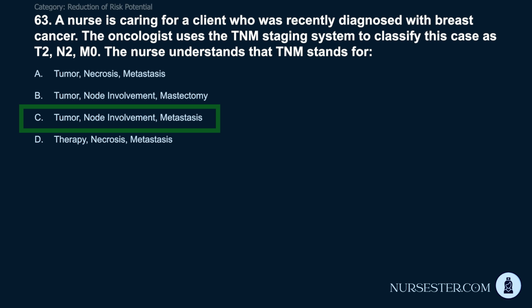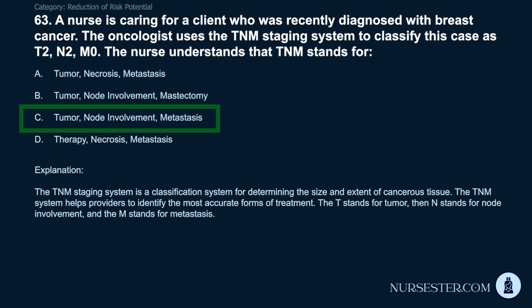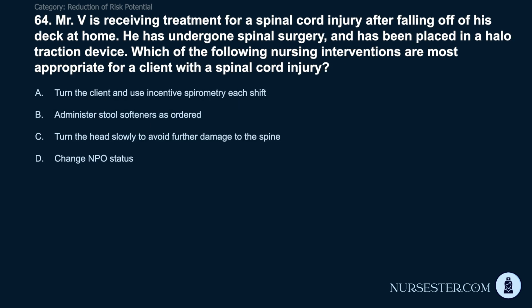Correct answer, C. Tumor, node involvement, metastasis. The TNM staging system is a classification system for determining the size and extent of cancerous tissue. The TNM system helps providers to identify the most accurate forms of treatment. The T stands for tumor, the N stands for node involvement, and the M stands for metastasis.